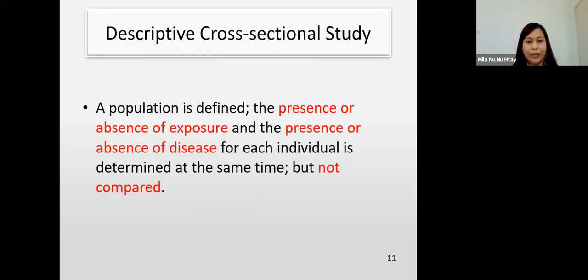Okay, so this is the explanation of what I've discussed before. The population is defined. We must have a defined population for the cross-sectional study, and then we will collect the data. So when we are collecting the data, we will collect the presence and absence of the exposure factor of our interest, or presence or absence of the disease or outcome of our interest. But normally in the descriptive cross-sectional study, there is no comparison group. We do not compare two or three groups.